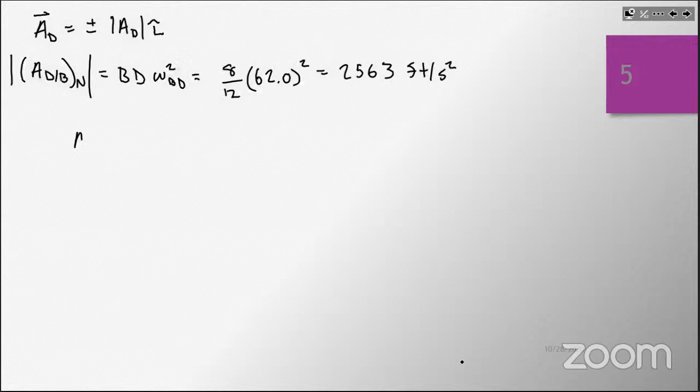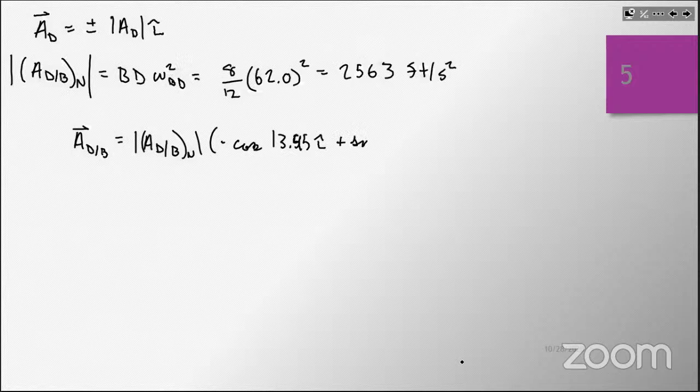If we wanted the actual vector, that's going to be the magnitude of A D/B normal times negative cosine 13.95 i plus sine of 13.95 j.